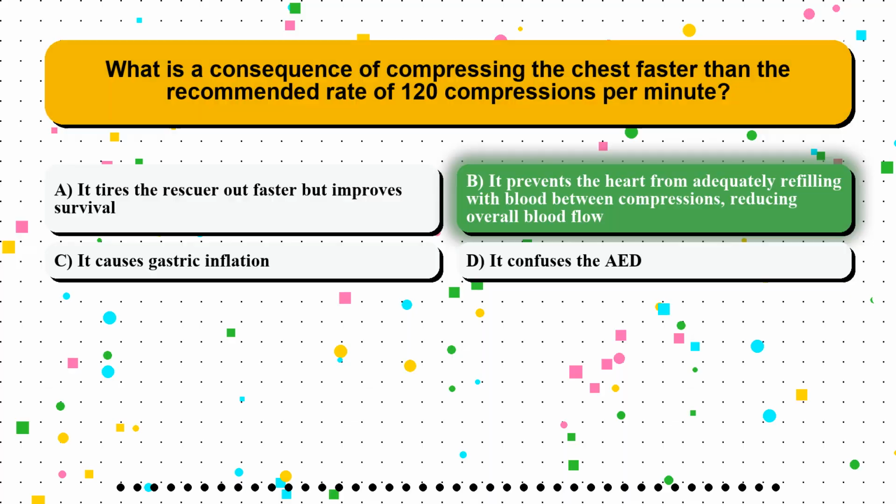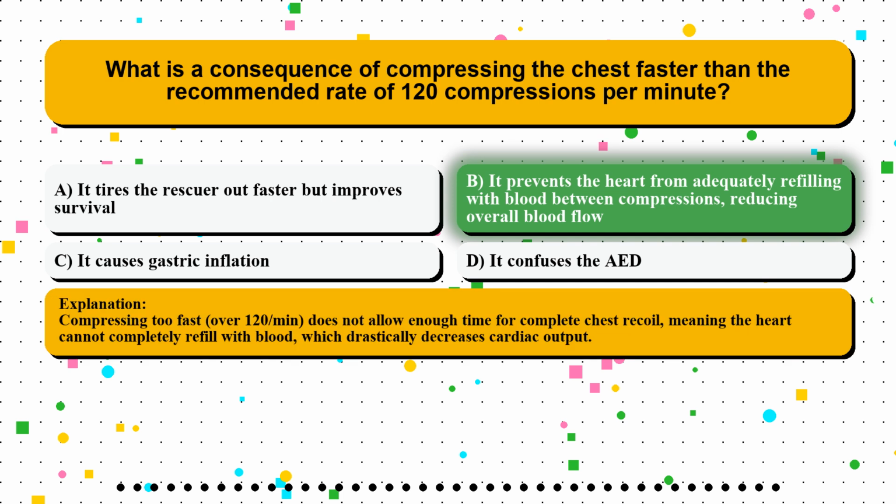The correct answer is option B, it prevents the heart from adequately refilling with blood between compressions, reducing overall blood flow. Compressing too fast, over 120/min, does not allow enough time for complete chest recoil, meaning the heart cannot completely refill with blood, which drastically decreases cardiac output.